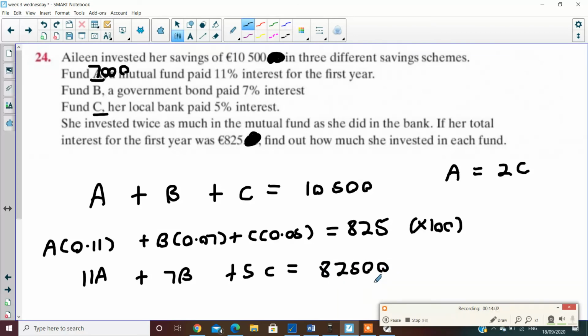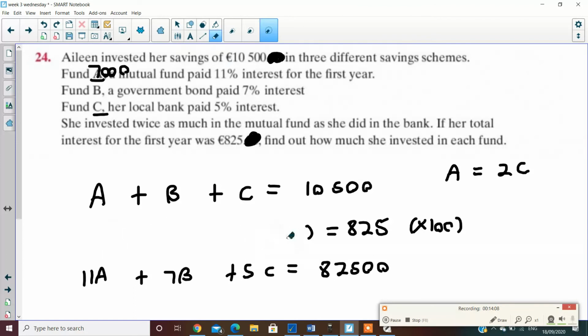Just get rid of the decimals outright. Don't deal with them. If you can help it, never deal with decimals or fractions. So that's what I did there. Just multiply it out, got rid of it. How many equations do I have now? I have all 3 equations out.